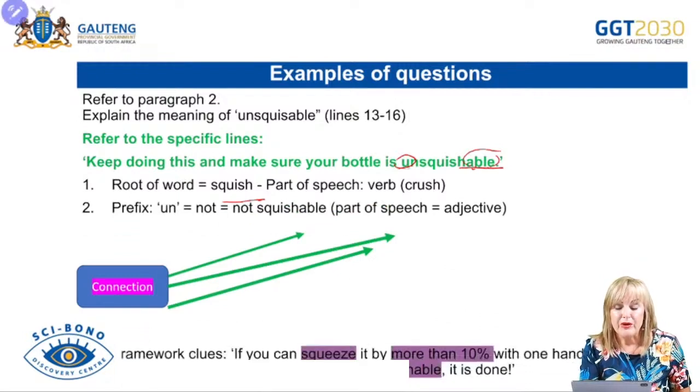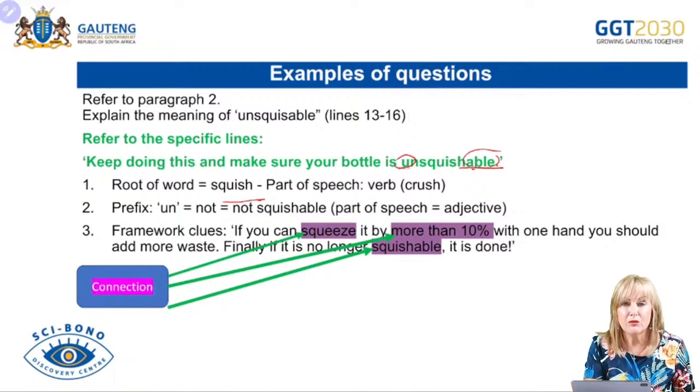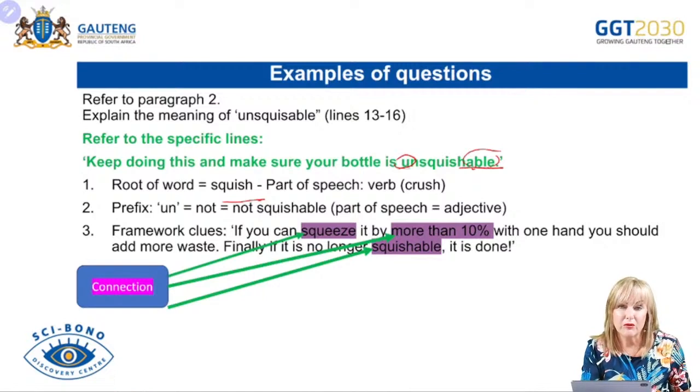There's your prefix, and then if you look at the framework clues, if you can squeeze it by more than 10% with one hand, you should add more waste. Finally, if it is no longer squishable, it is done. And there you will have answered the question correctly. So you made the connections by reading the whole sentence.